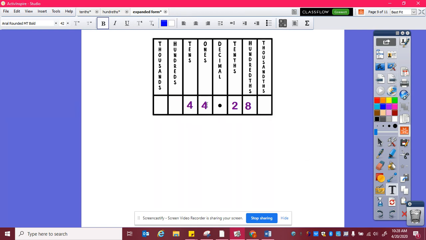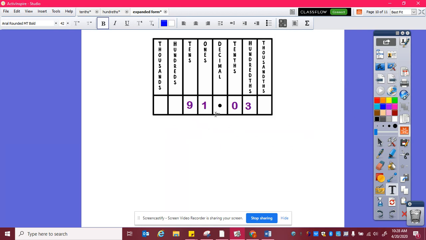Here I have 44 and 28 hundredths. So to write this in expanded form, I need to represent my tens, which is 4, so 40, plus my ones, which is 4, plus my tenths, which is 2/10, plus my hundredths, which is 8 hundredths. So 44 and 28 hundredths is 40 plus 4 plus 2/10 plus 8 hundredths.